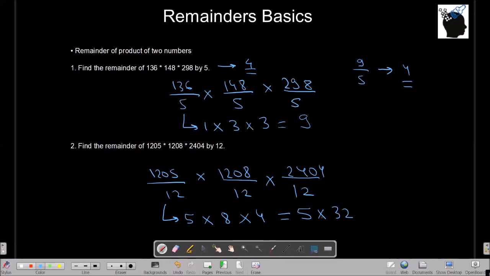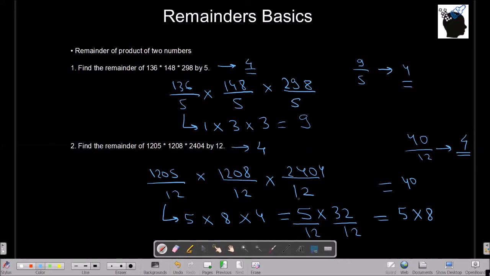I know this remainder is way bigger than 12. So I can again divide them individually by 12. The first one will give me 5 remainder and the second one will give me 12 into 2 is 24, so that will give me 8 remainder. So 5 into 8, which is nothing but 40. Again, 40 is greater than 12. So I can divide 40 by 12 to get the final remainder as 4. So answer for the second one is also 4.